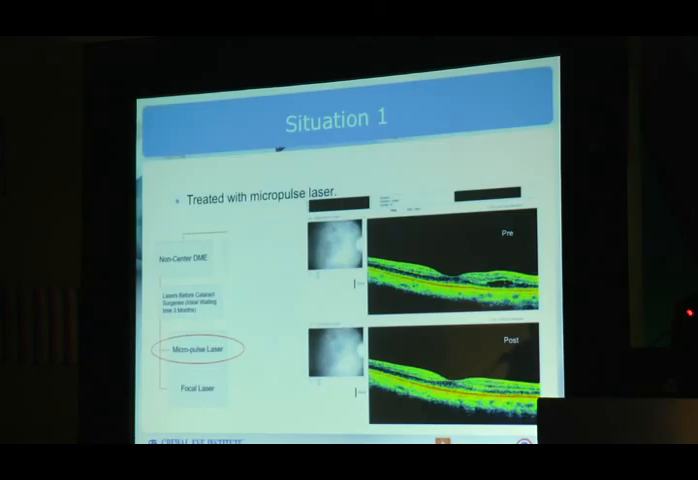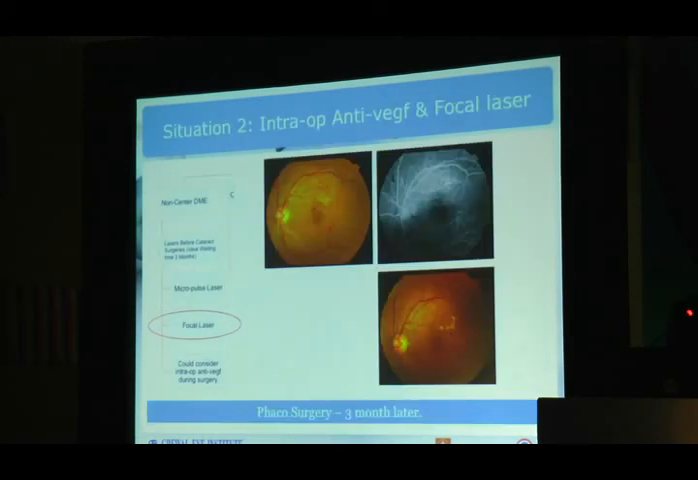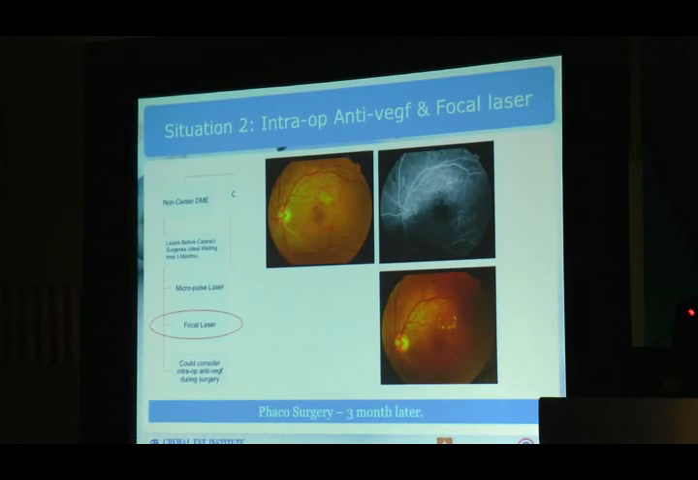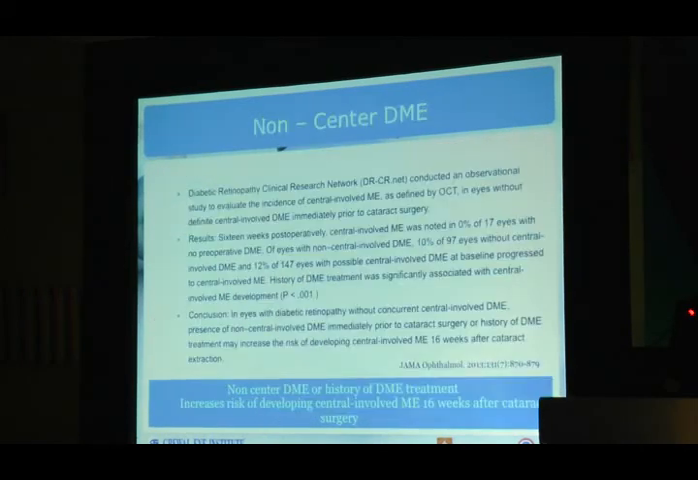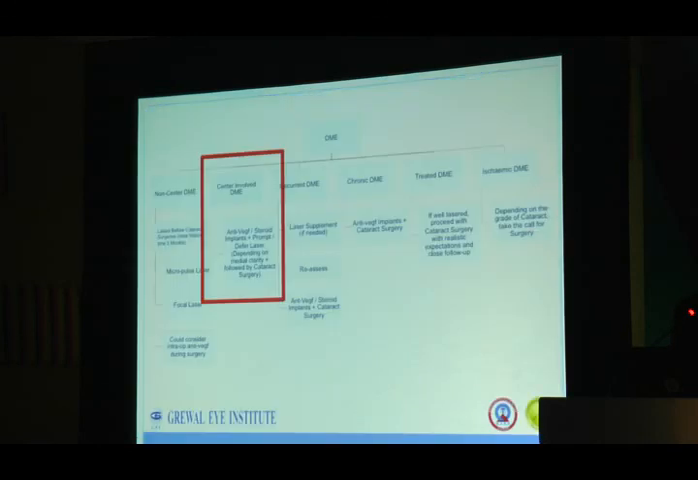these are the cases where you can go in for a micropulse laser, wait for some time, and then go ahead with the cataract surgery once the changes are resolved. This is another situation where you can give anti-VEGF first, consider local focal laser if required, and then you can plan cataract surgery in these cases. And non-center DME cases are known to have increase or worsening at 16 weeks. So it is important that diabetics undergoing cataract surgery should be kept on follow-up for a much longer period of time, and they must be assessed at about 3 months post-surgery. Pre-op anti-VEGF definitely prevents the accentuation of diabetic macular edema.